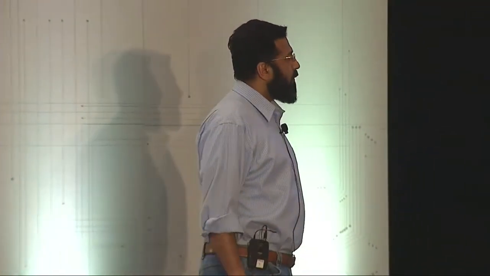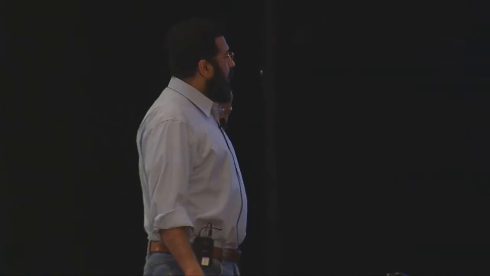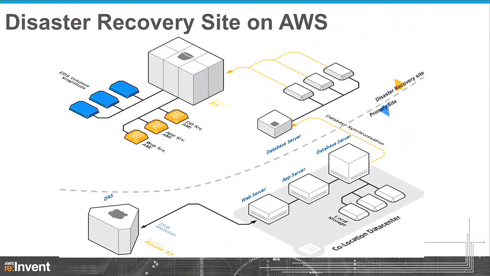So this is one of the simple architectures for DR on AWS. What you see on the right-hand side or bottom of the screen is your own data center, the customer data center, where you have your DNS server resolving whatever your application to your application or web server. So you have your application and web server there. You have your database server.